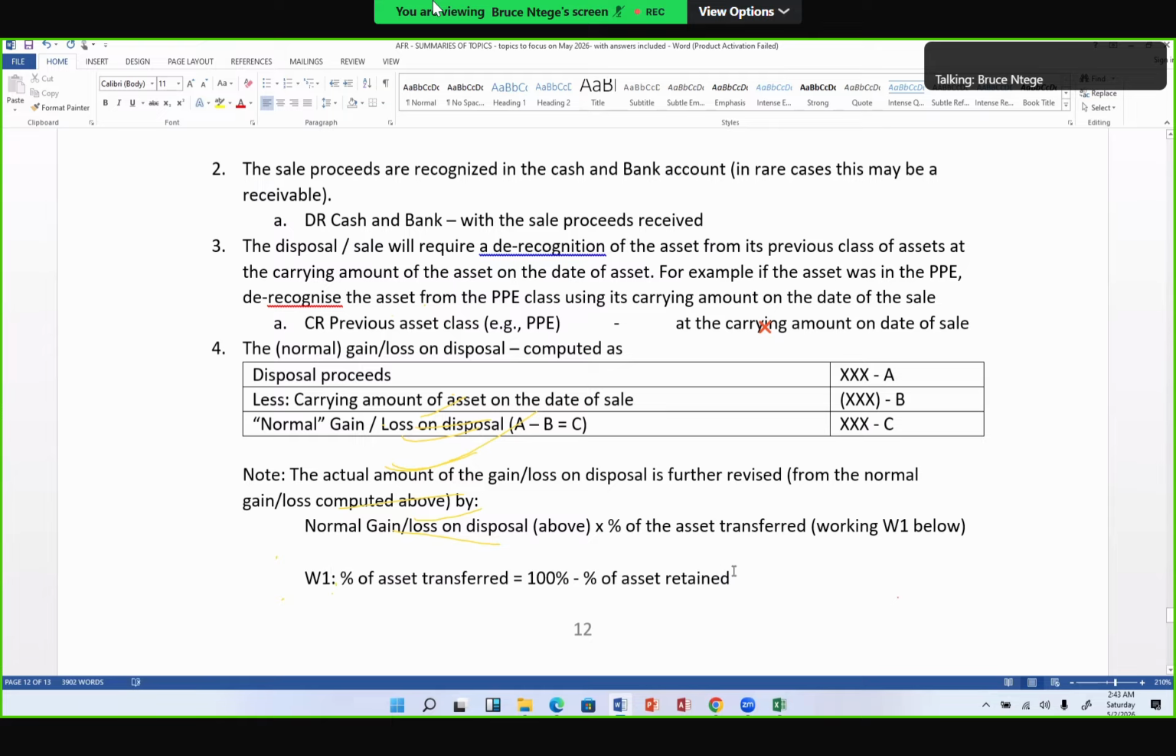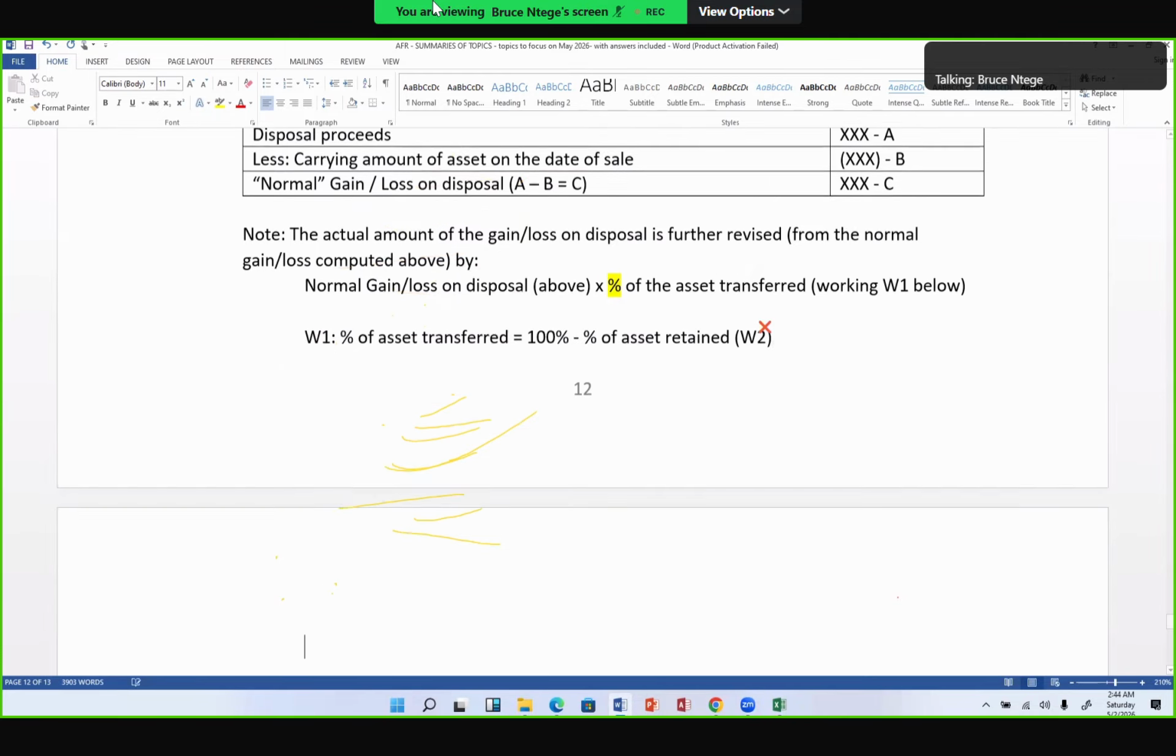So I need a working two to get me the percentage that has been retained, which I bring back to feed in working one. When I feed it in working one, I'll be able to get the figure I'm looking for. But that percentage is not straightforward. They will not give it to you in the exam. You need to work it out separately by creating a working one, so that to get the percentage transferred, I need 100% minus the percentage retained. And that percentage retained, again, they will not give it to you. You need to have it worked separately.